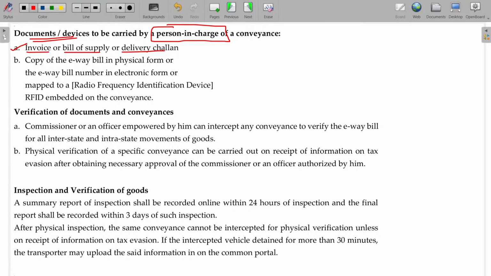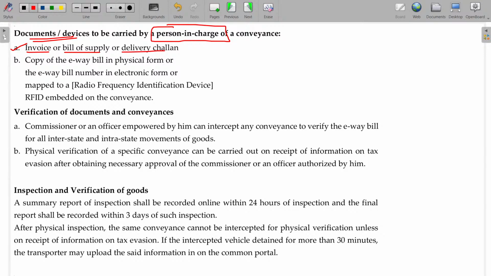If the goods are supplied by a registered person, registered supplier, a tax invoice will be there. So, there should be a tax invoice in the hands of the person in charge also. Probably, you already studied that in tax invoice. In case of supplier of goods, he prepares 3 invoices: original for the buyer, duplicate for the transporter, and triplicate for his own copy. The duplicate copy should be in the hands of the person in charge.